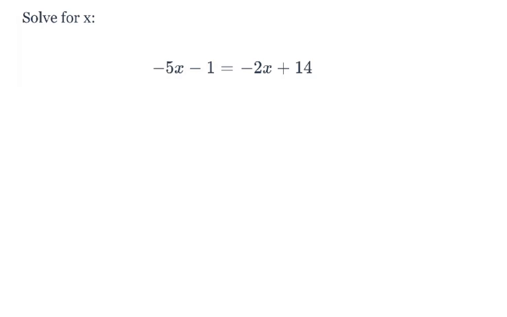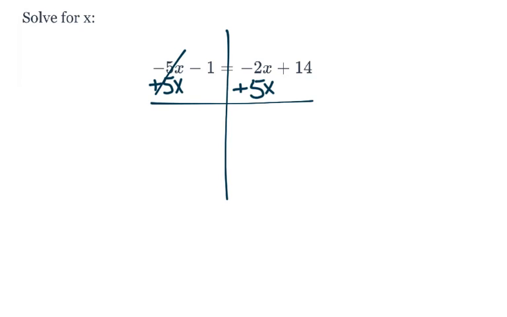All right. Now we want to move the variables. All right. I always say move the smaller one. So with negative numbers, the bigger that absolute value is of the number, the smaller it is. So -5 is actually smaller than -2. So we're going to add 5x to both sides. You don't have to add 5x. You can add 2x, but this just keeps you from having negative numbers. All right, so bring down -1. -2x plus 5x is 3x. Bring down 14.